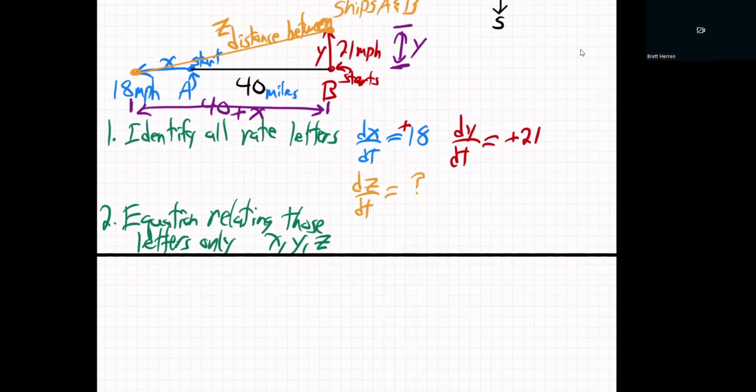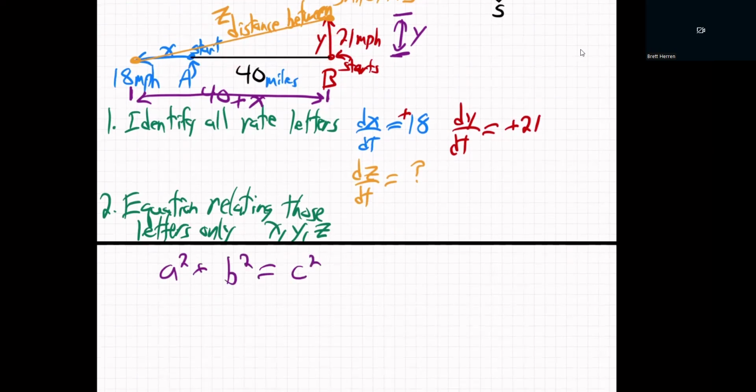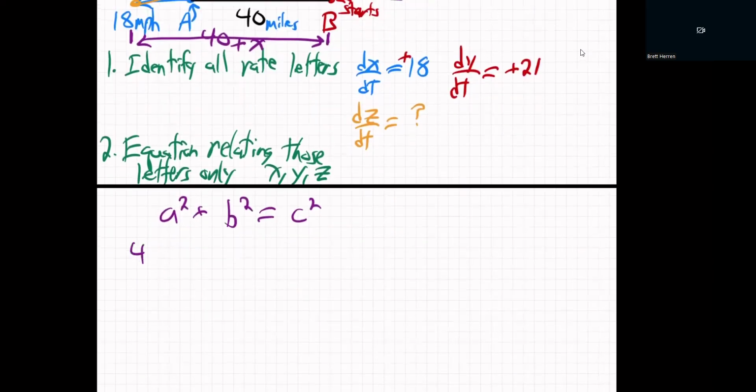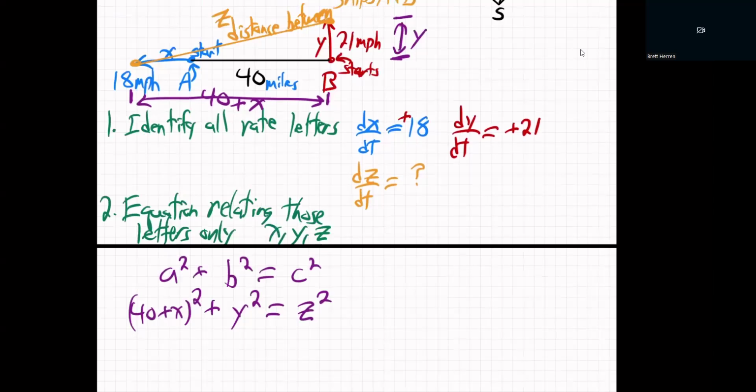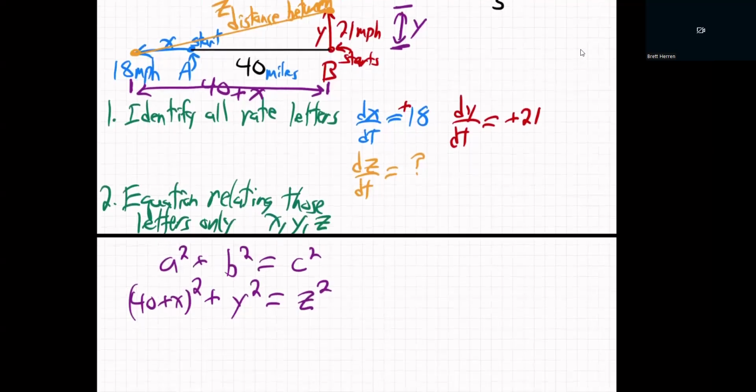How do we know that is the case? Well, because this is straight west, this is straight north, so they make a 90-degree angle. So we can do the Pythagorean theorem. Remember, a squared plus b squared is c squared. So I can take (40 plus x) squared plus y squared is z squared. See that right there?